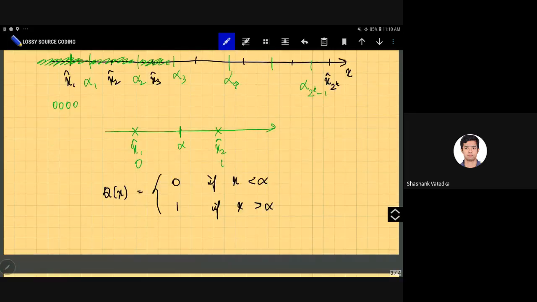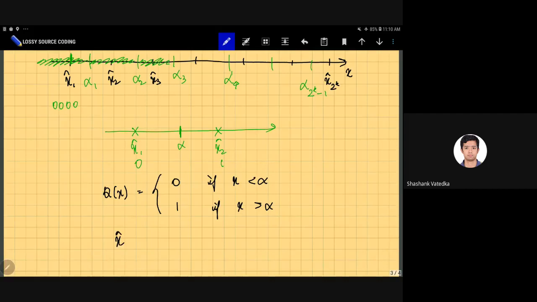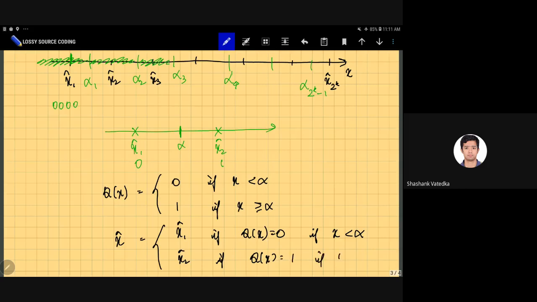And what about x hat? So x hat is a function of q of x. It is x1 hat if q of x equals 0, or in other words, if x is less than alpha, and it is x2 hat if q of x is equal to 1, that is, if x is greater than or equal to alpha. Right? This is simple one-bit quantization.